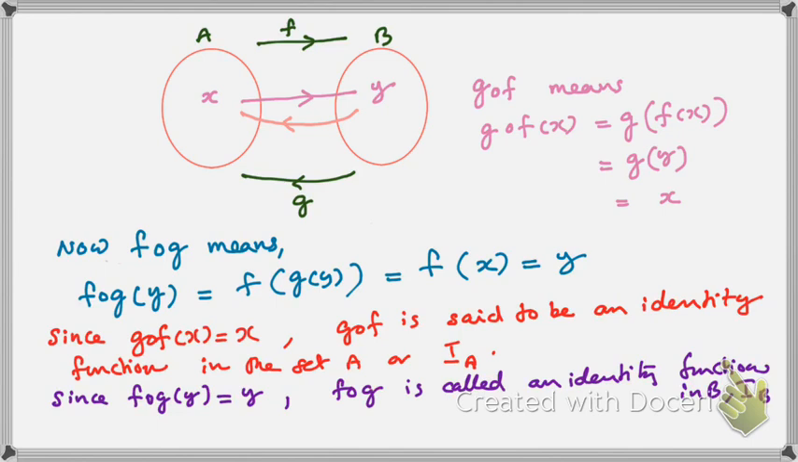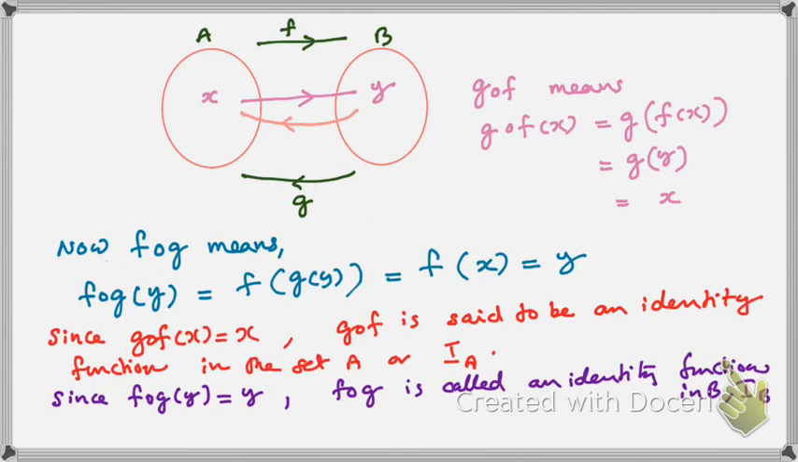So what you do is you define a reverse function, then find what is f of g and check if it is an identity function. Then you do g of f and check if it is an identity function. If both ways it happens, it's said to be an identity function.